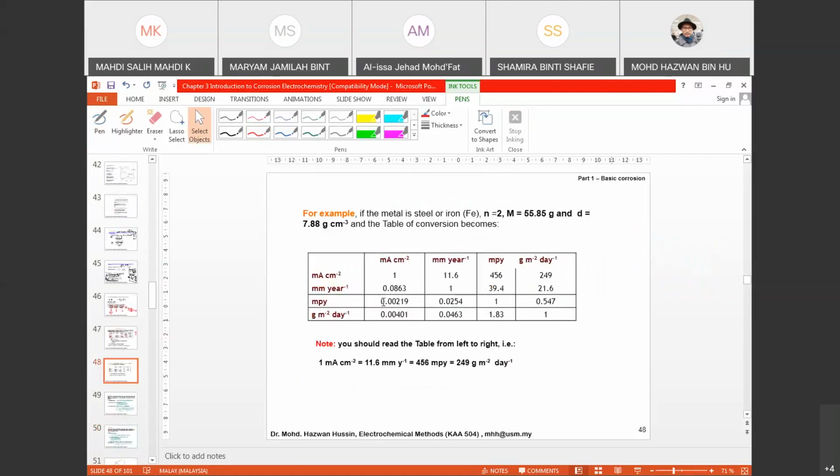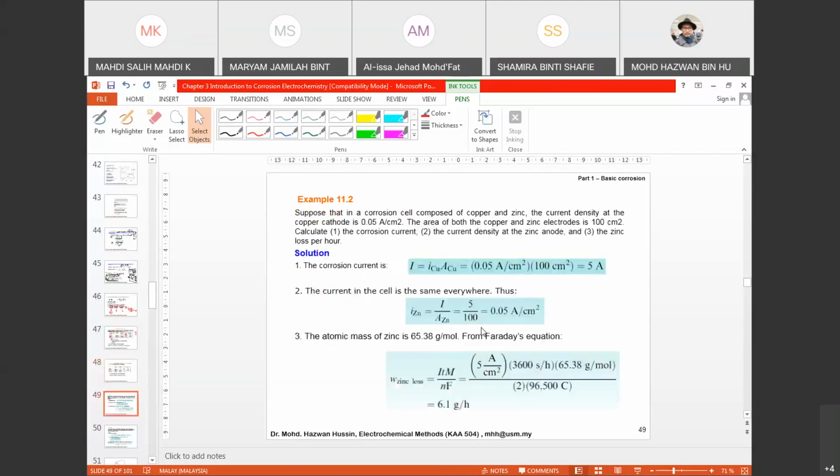All right, so this is actually an example. If you have iron, you want to convert the units. So 1 milliampere is actually equal to 16 millimeters per year, equals 456 mils per year, and also equals 249 grams over meter square per day. Okay. So maybe we can take an example. I guess all the while we are talking about corrosion rate without seeing the examples.